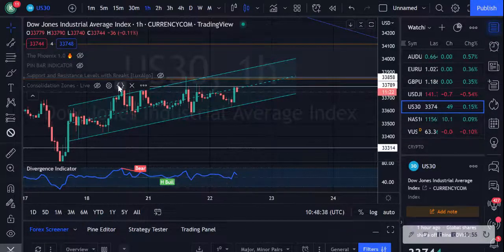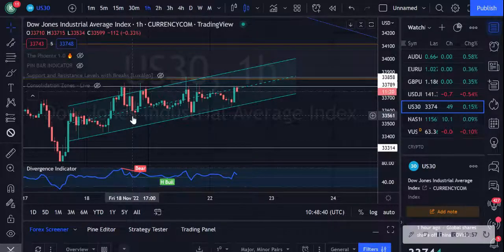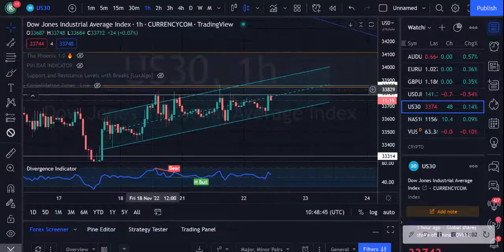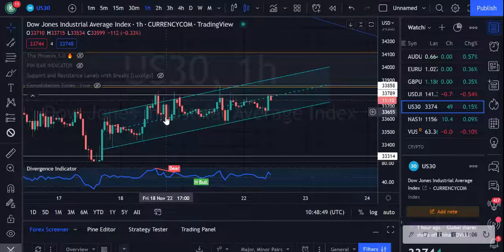Look, it broke out, it came down, right? And then look, it's a rejection pin bar. It did not close above. So you can look at it as a breakout, and you can look at this as a retest. And it did form a blue one, but it didn't go back up at all. It rejected it and came back down again.